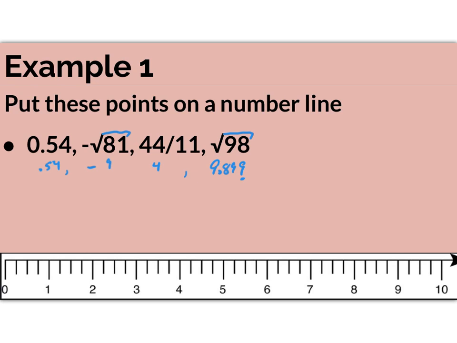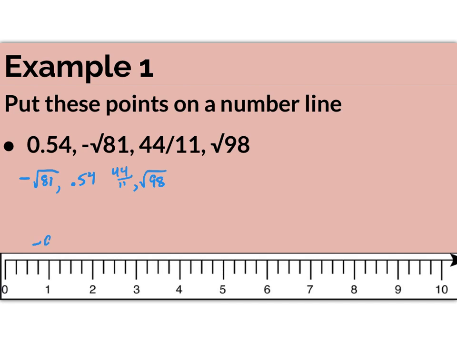So let's put them in order and then put them on a number line. The first number is the negative square root of 81. Then we have 0.54, and then 44 over 11, and then the square root of 98. To put them on the number line, I'm going to have to change the numbers here. This number line doesn't work.